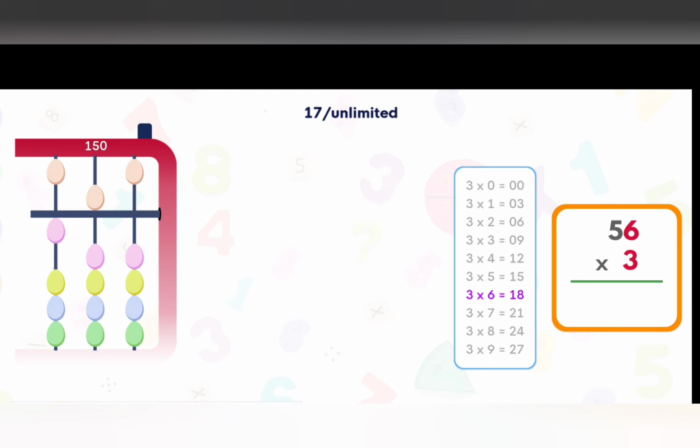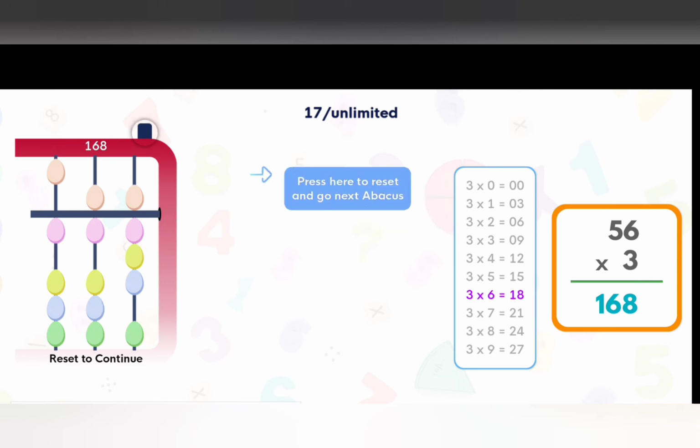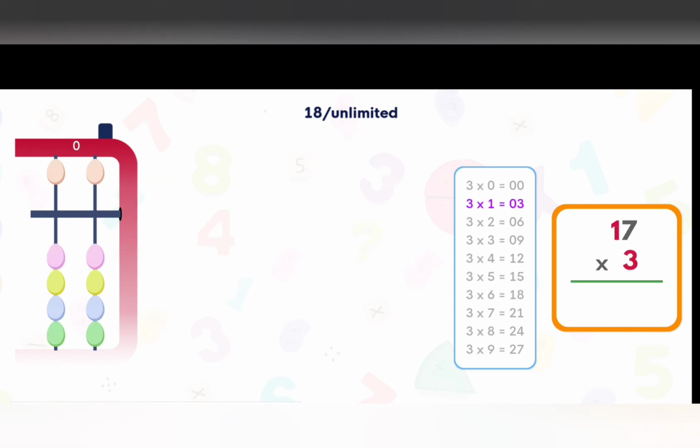Okay, so 6 times 3 is equal to 18. So how will I draw? 18 means 5, 6, 7, 8. So this is my answer, 168. So you can see it is very easy to calculate the multiplication of 2-digit numbers.